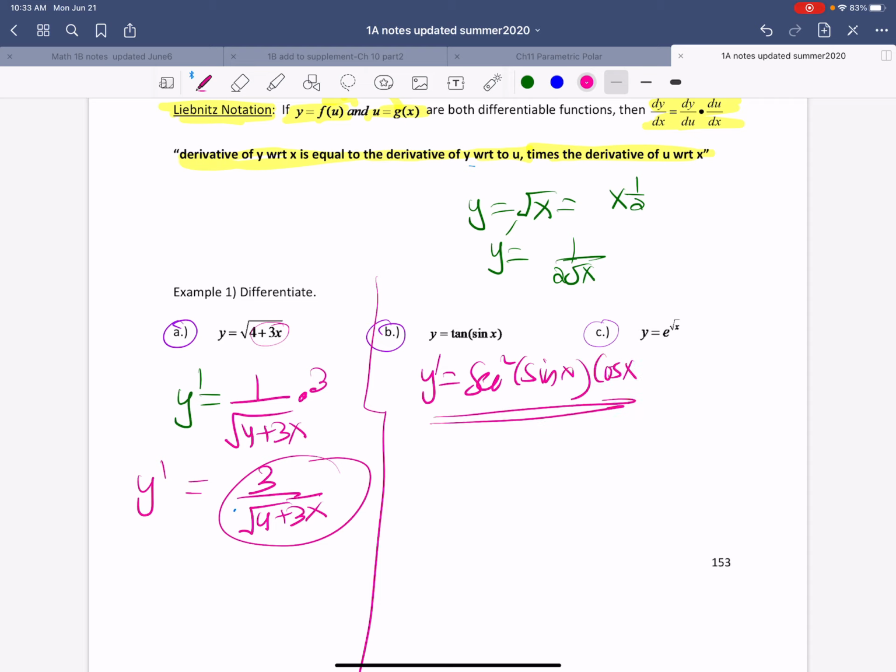Secant square sine x times cosine x. Okay, secant square sine x times cosine x. I'm going to write secant square sine x times cosine x.